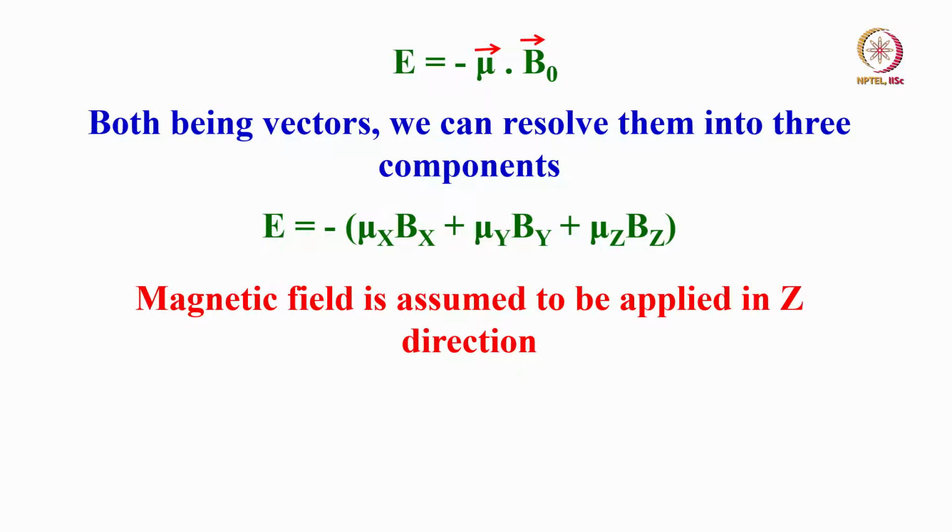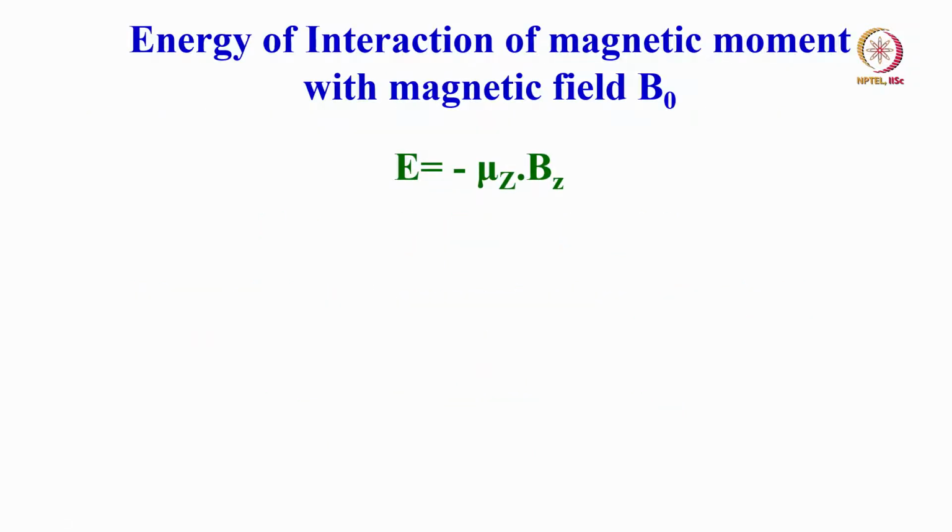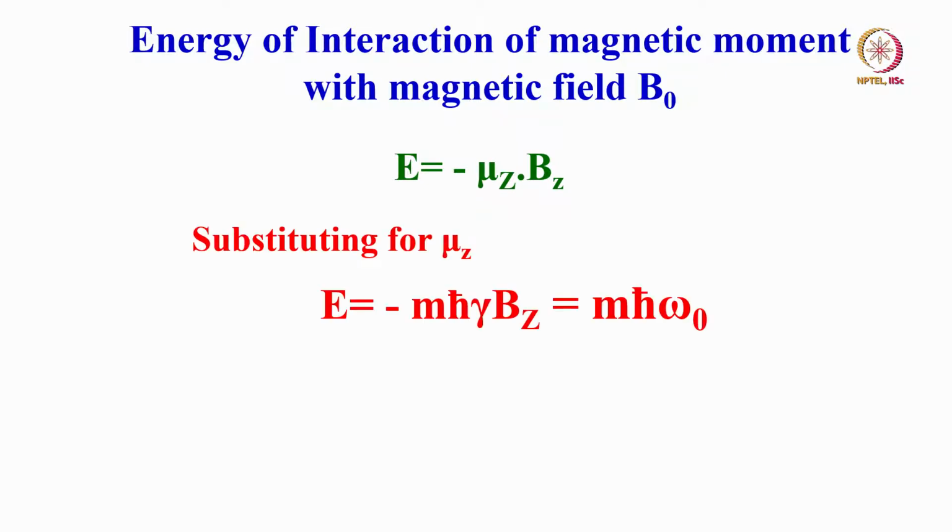And we always assume the magnetic field to be aligned in the z axis. The z direction is the direction in which we apply the magnetic field. As a consequence, the x component and y component go to 0, and we are left with only E equal to minus mu z into Bz. This is the energy of interaction of the magnetic moment with the magnetic field B naught.